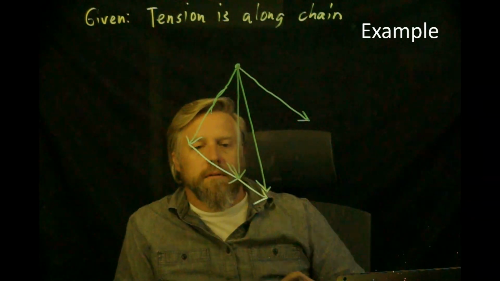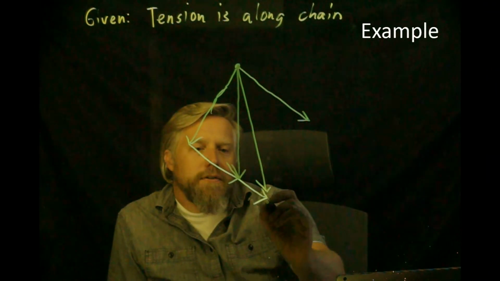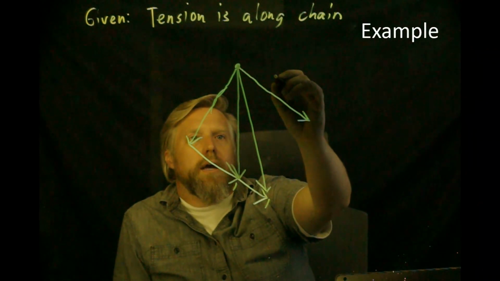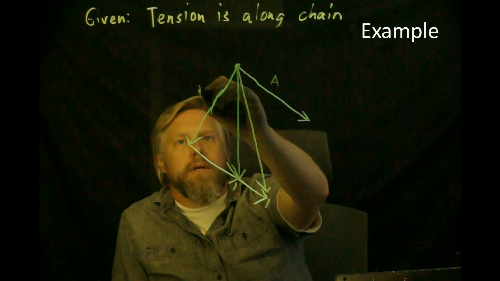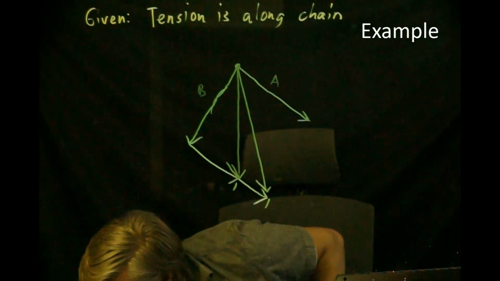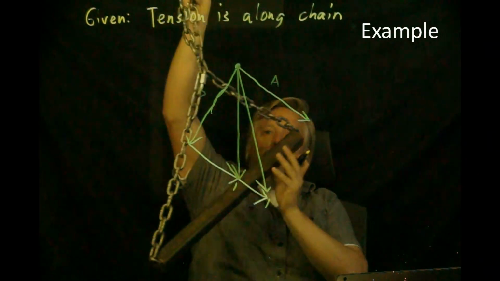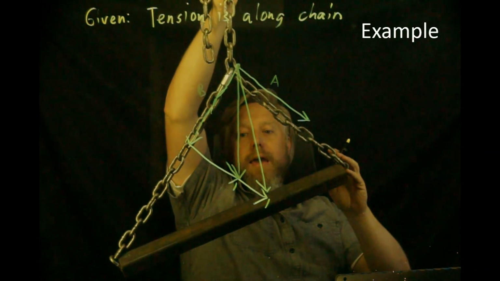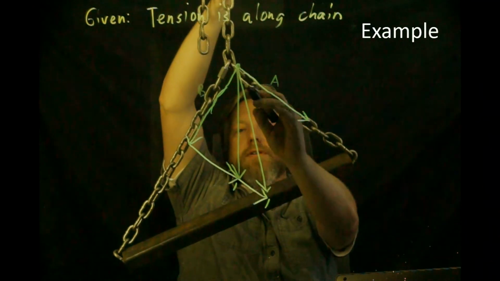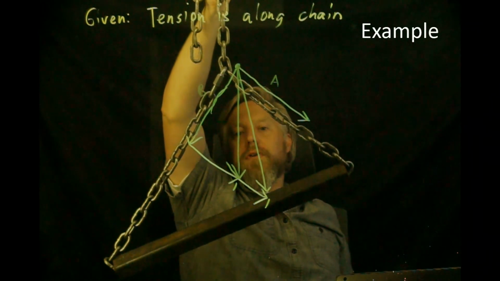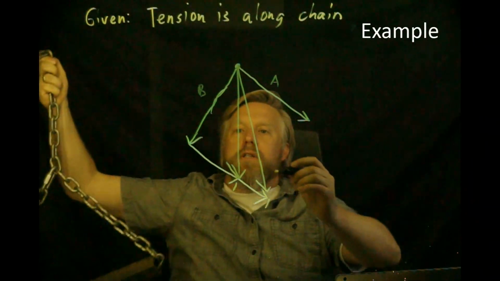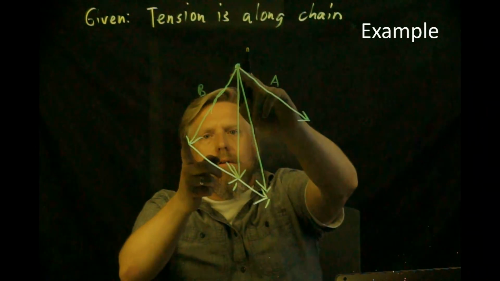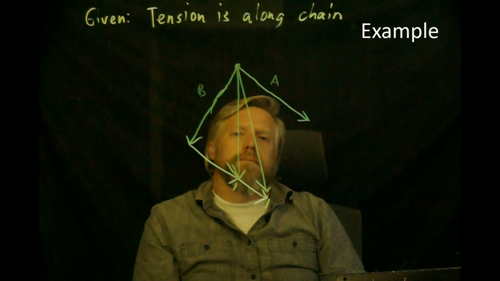What does that tell us? Well, it tells us that I have to shorten this vector. We're going to call this side A and this side B. A is the shorter chain. B is the longer chain. Side A, I had to shorten in order to have this be vertical. There's no other way for it to be vertical, which means there is more tension in chain B because it has a longer magnitude in order to make this triangle.